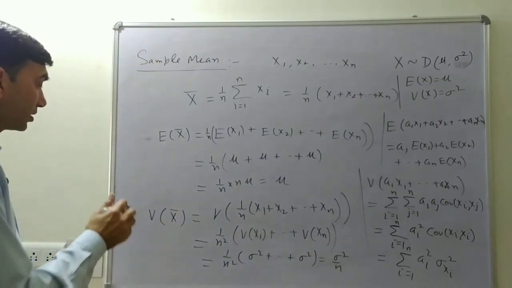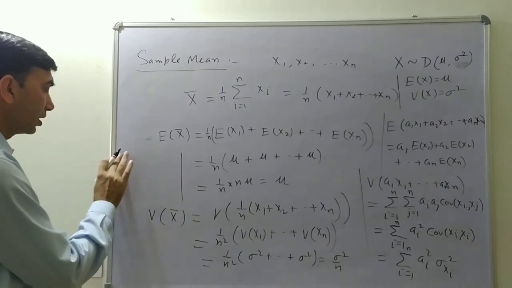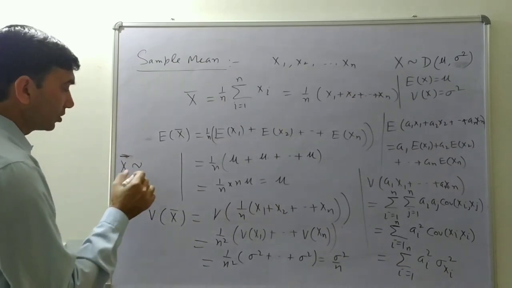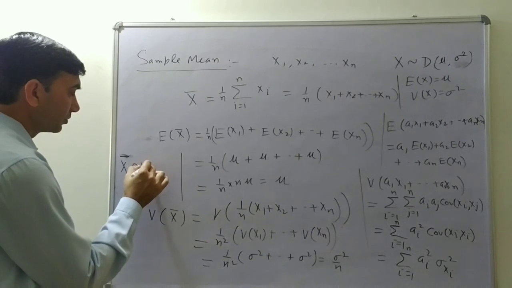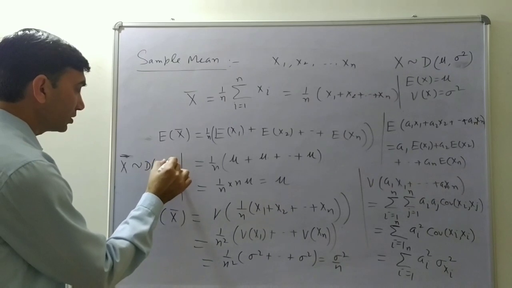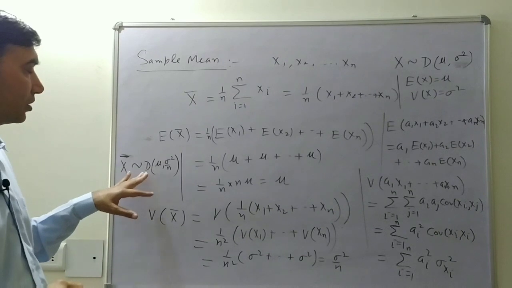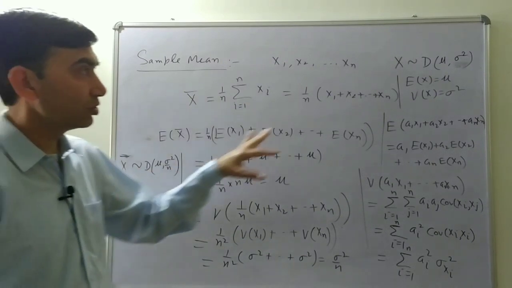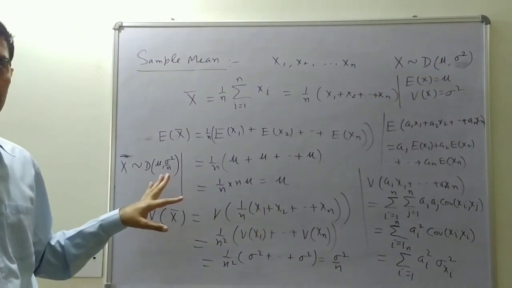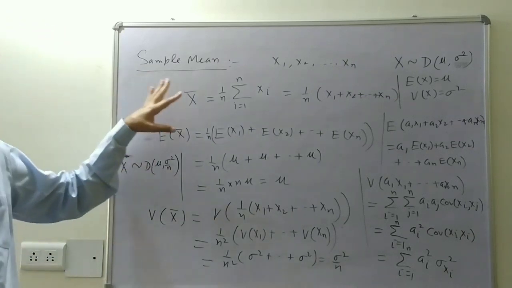So finally, you can say that this x bar follows a distribution with mean mu and variance sigma square over n. Follow some distribution. Remember that it may not be the same distribution as I'm writing here. Okay, it will follow some distribution that we will discuss later. Okay, so this is the story of sample mean.